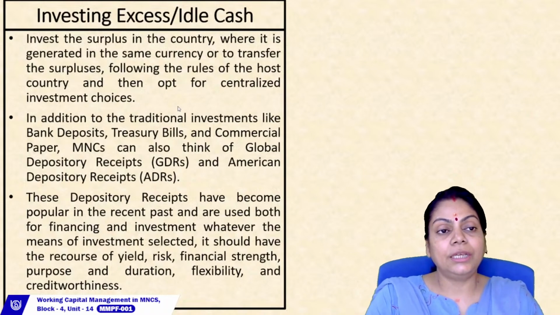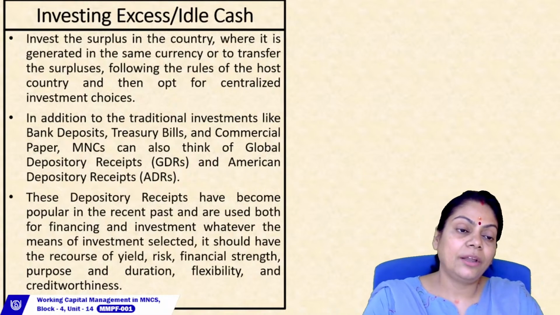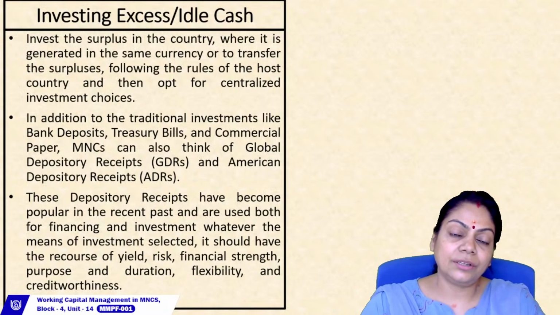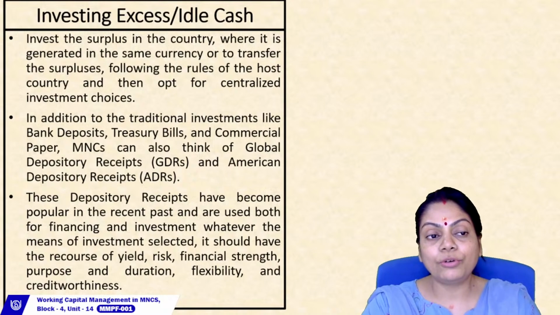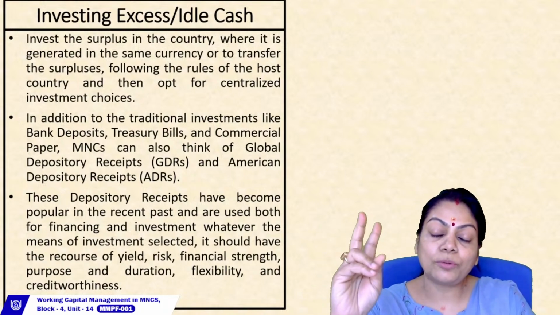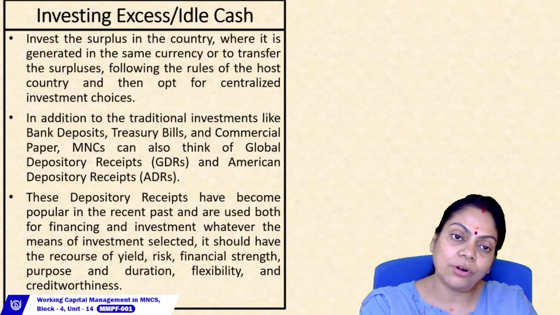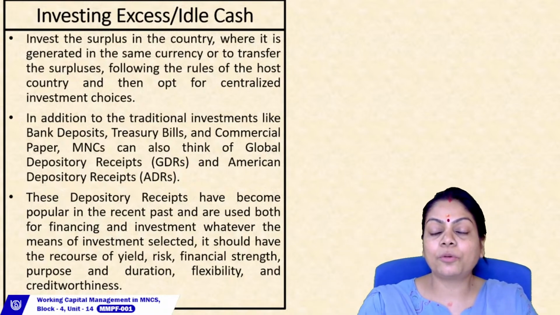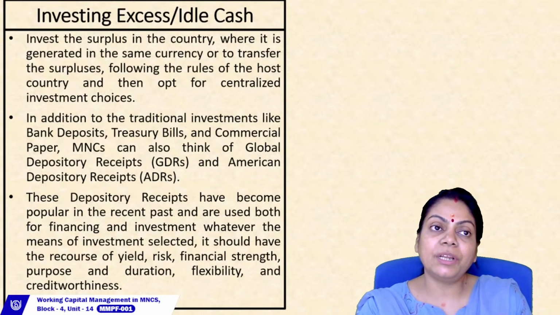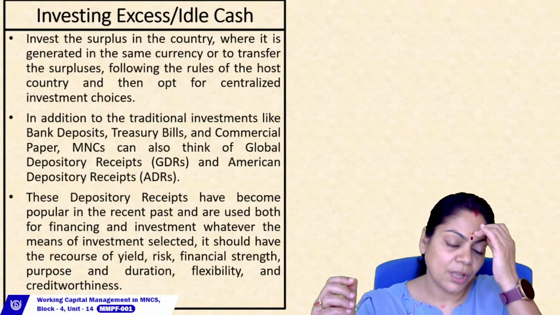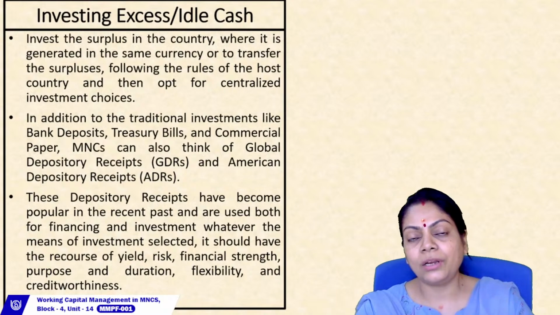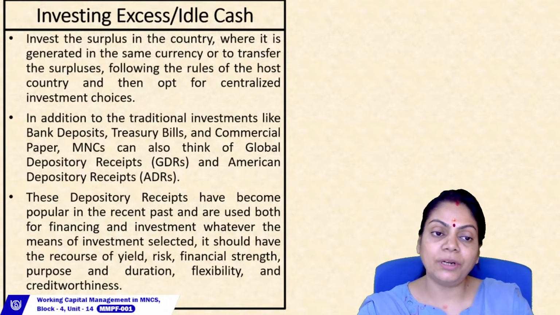Now we talk about the investment of excess or idle cash. When we talk about the investment of surplus in a country where it is generated, you can keep it in the same country, or transfer the surplus following the rules of the host country, and then offer centralized decision choices. This choice we discussed in the first place, that the companies have two options. Number one, collect the revenue in the host country's currency and keep it for cash management purposes, and issue to the sectors needed. Let us say investment is required, you can do it in that particular country itself in the same currency. But if you are talking about centralized investment choices, then you can transfer all the amount to one central account, and all the investment choices will be made from that particular account.